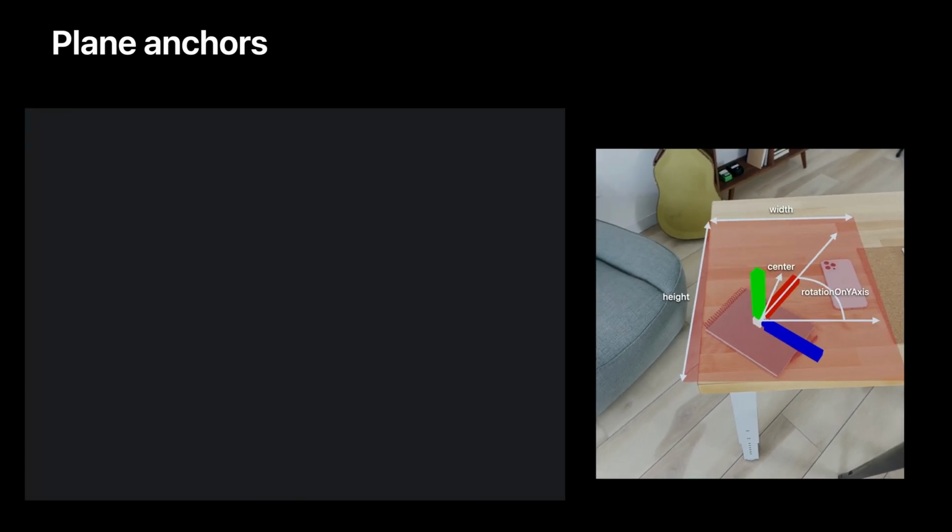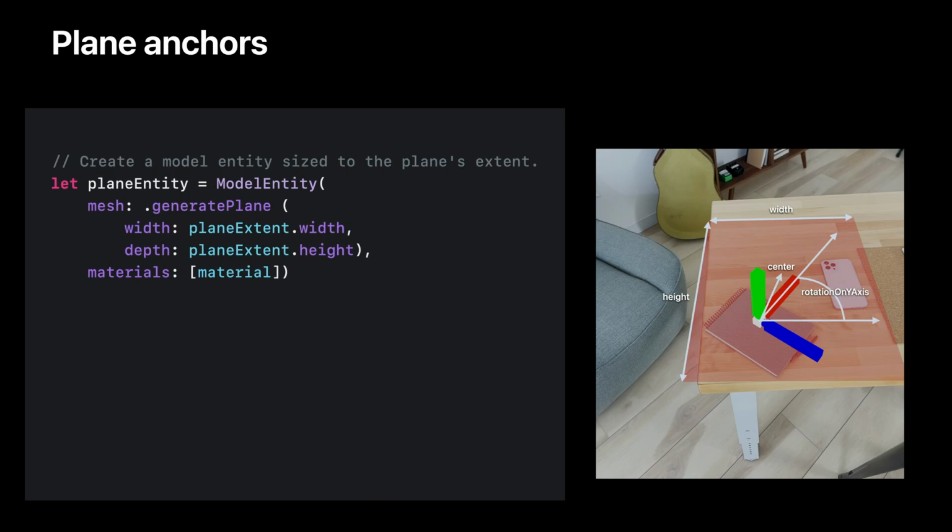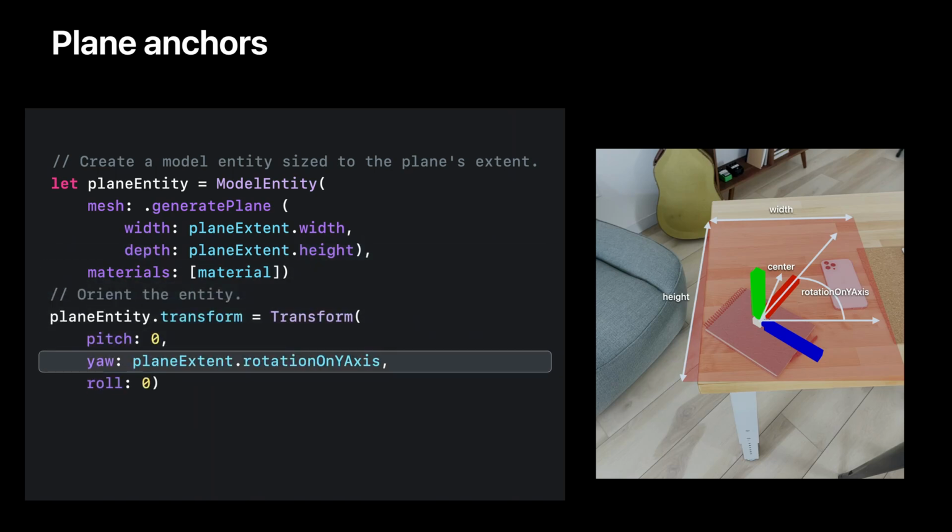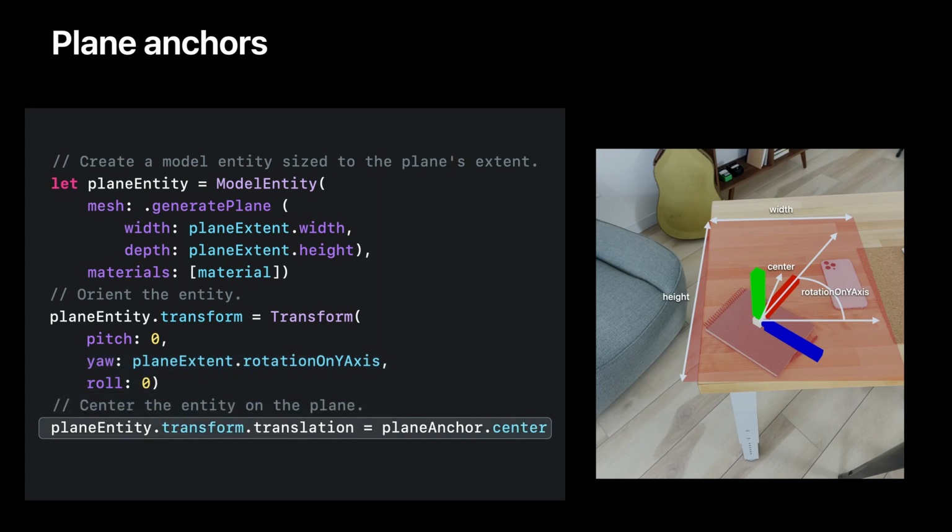First, we generate an entity based on a plane mesh according to the specified width and height. Then we set the entity's transform according to the rotationOnYAxis, and also offset it by the value of the center property. Every time the plane is updated, we have to account for the fact that width, height, and center coordinate and the new rotationOnYAxis might change. To make use of this new behavior, set your deployment target to iOS 16 in your Xcode settings.